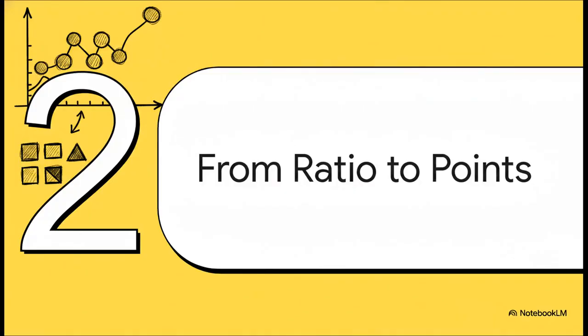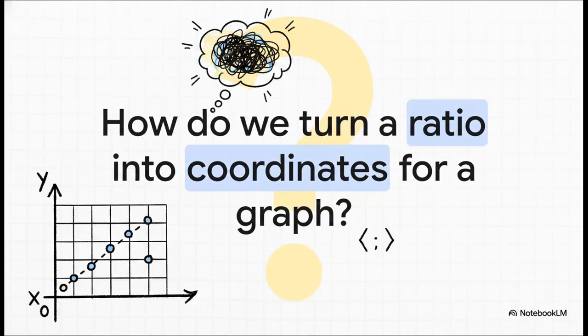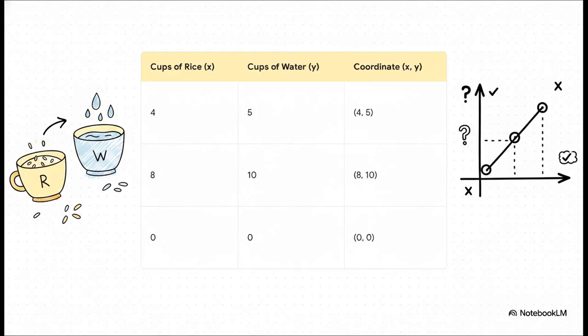Right, so the question wants a graph, but how do we get there from a ratio? Well, first we need to turn this ratio into actual coordinates that we can plot. And that's the first hurdle, isn't it? How do you actually get from 4 to 5 to an XY point on a graph? Honestly, it's probably more straightforward than you think. The ratio actually gives us our coordinates directly. So 4 cups of rice to 5 cups of water, that just becomes the point (4, 5).